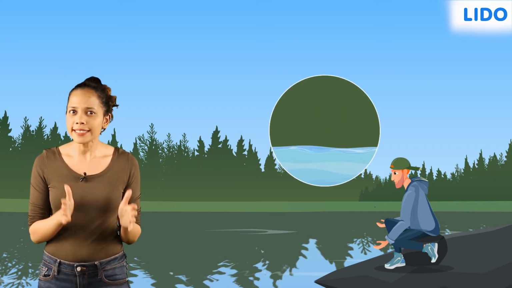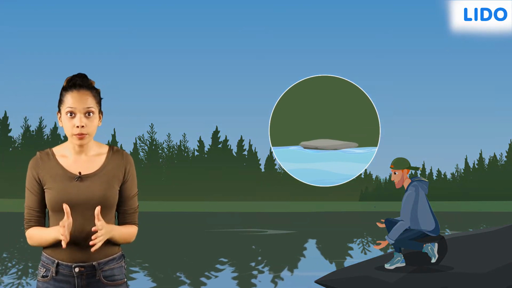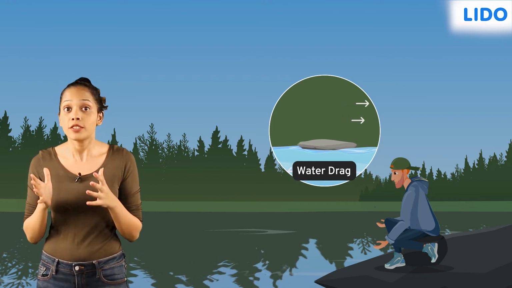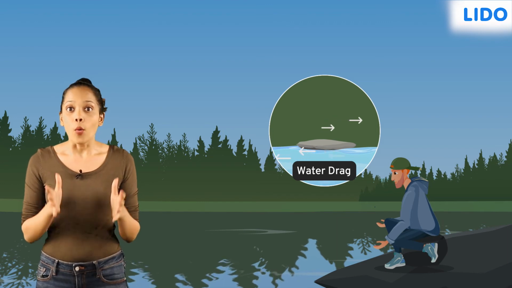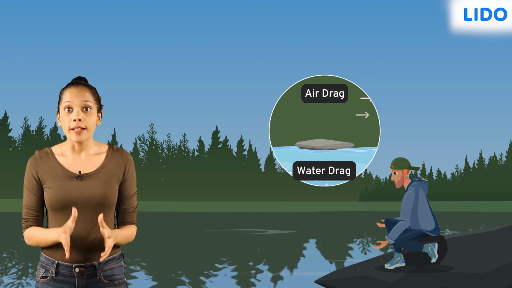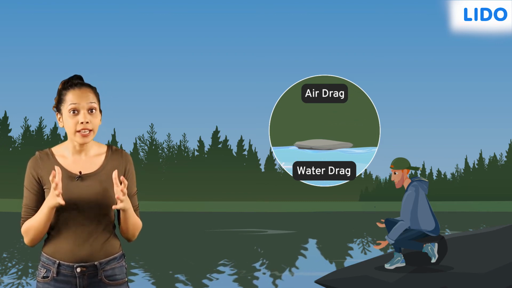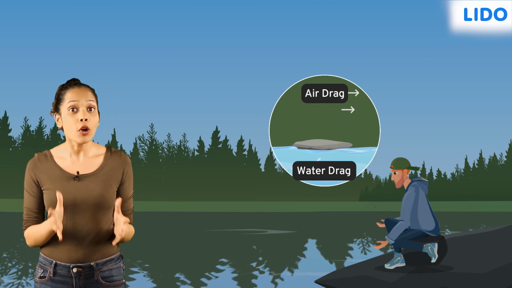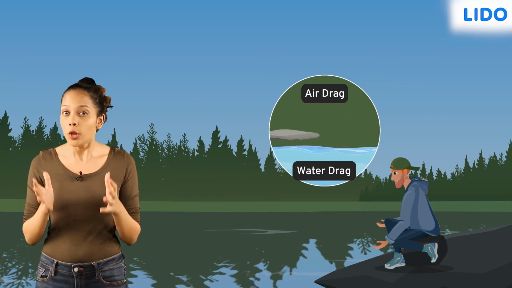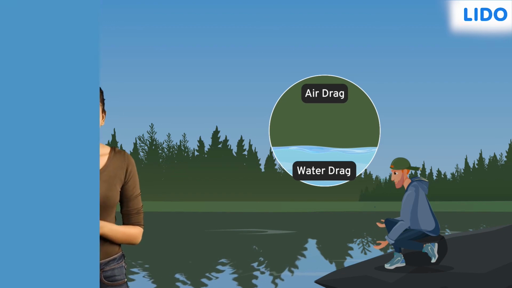This happens because when the stone touches the surface of the water with one of its flat surfaces, it feels the pressure of the water's drag. Now, water drag is far stronger than air drag. So, the pressure on the bottom surface of the stone is significantly greater than the pressure on its top surface. As a result, the stone jumps towards the low pressure zone, that is, upwards into the air.